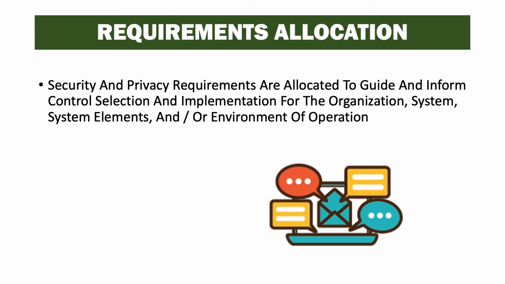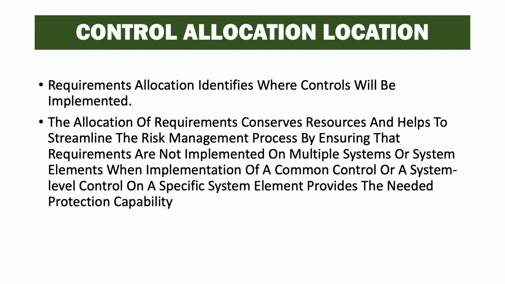So when we talk about requirements allocation, we can determine where the requirements have to be implemented. Maybe it's across the entire system, or maybe we have a segmented system that's protected at different levels that we can have different requirements at different levels. Requirement allocation identifies where the controls will be implemented. The allocation of requirements conserves resources and helps to streamline the risk management process by ensuring that requirements are not implemented on multiple systems or system elements when implementation of common controls or a system level control on a specific element provides the needed protection capability.